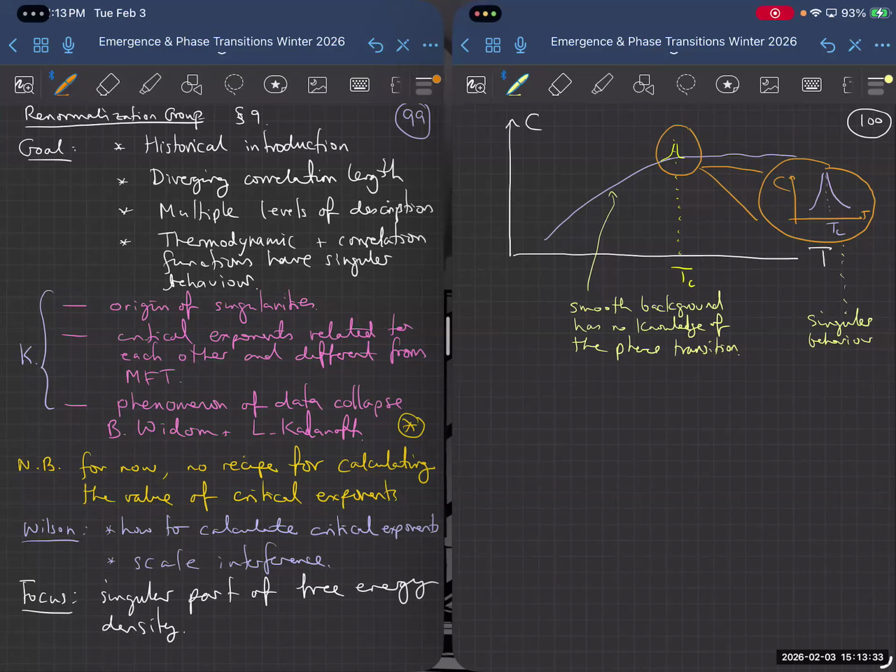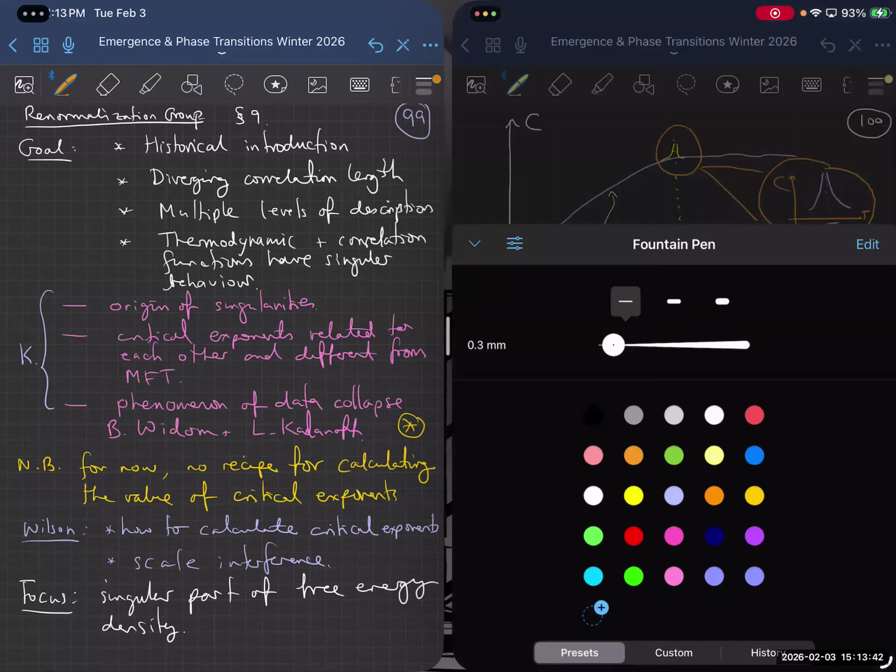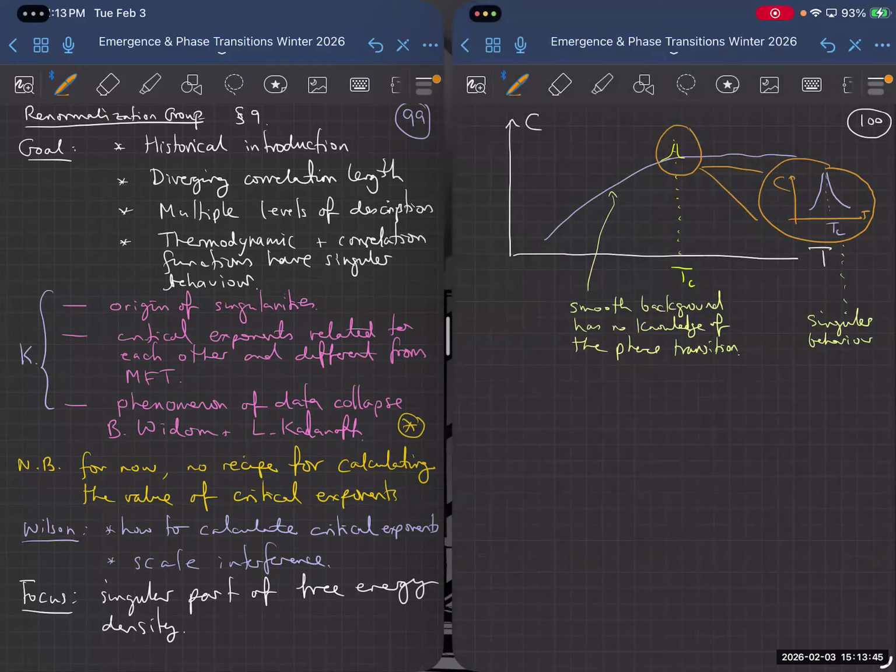So the number of electrons that are contributing to the superconductivity is a vanishingly small number as I go towards TC. In fact, if I were to draw on this curve the order parameter, the magnetization, that would be 0 here. And then in this region, it's going up from 0 like that. So it's vanishingly small as you go to TC. But its behavior near the origin, its behavior near here, is singular. And that is the thing that gives you the singularity that you see in the heat capacity.